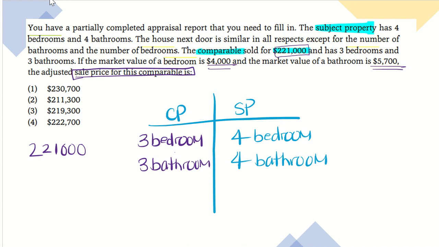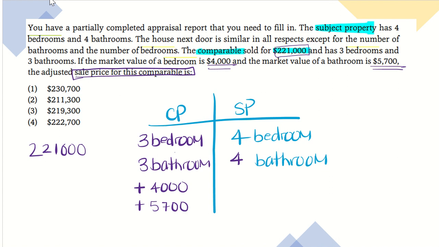The subject is a 4-bedroom, the comparable is a 3-bedroom. So that means we are adding 4,000 for the bedroom. And the market value for the bathrooms is 5,700, so we are adding 5,700 for the bathroom. What if there were 2 bathrooms here? Then you're subtracting 5,700. You just want to balance things out. Since they're asking about the comparable, we are dealing with the comparable side.